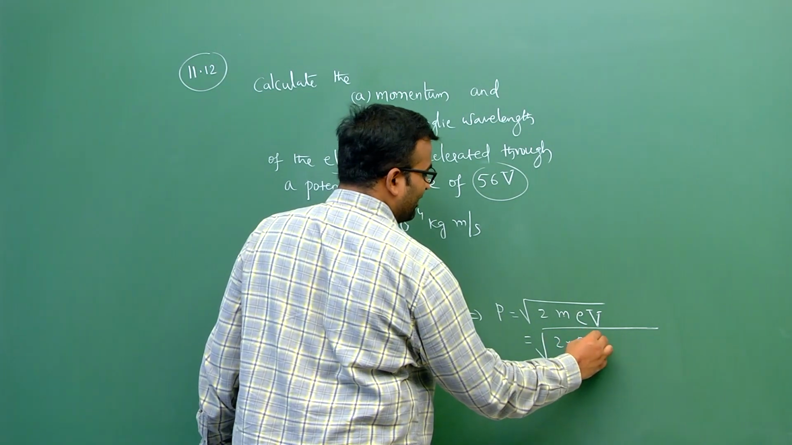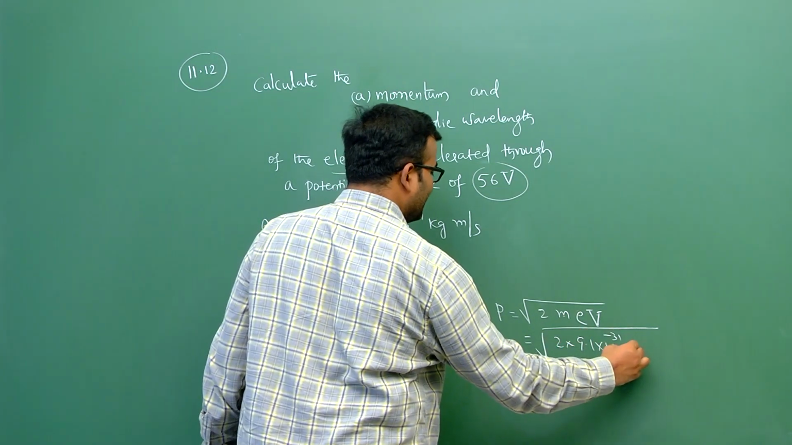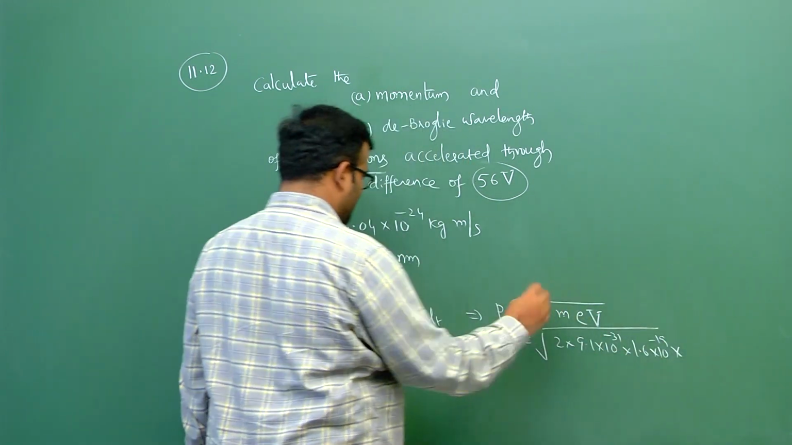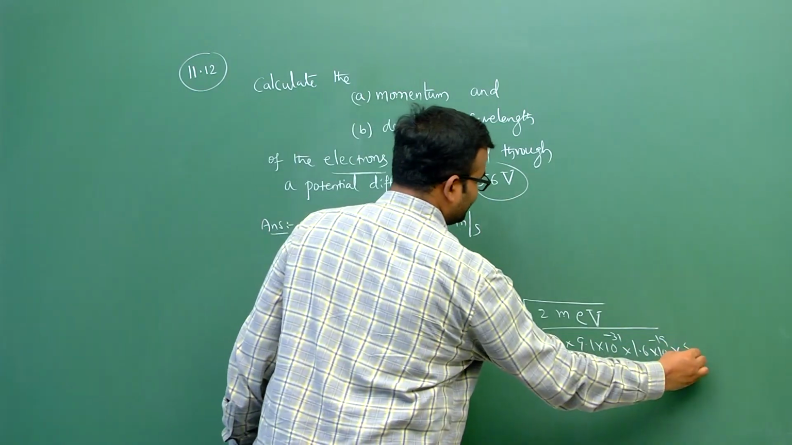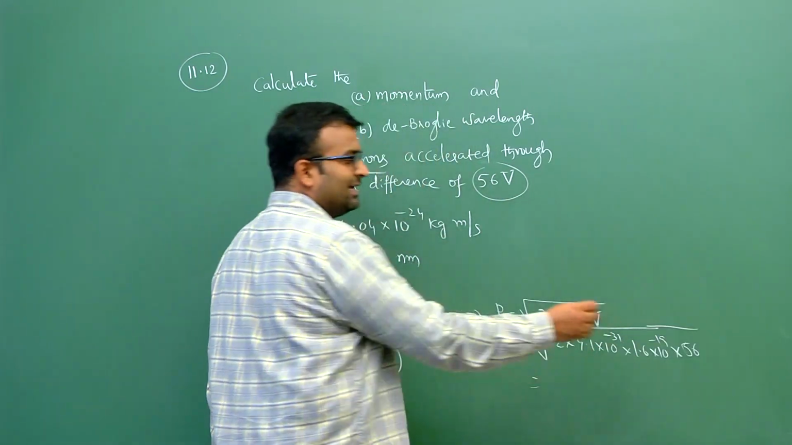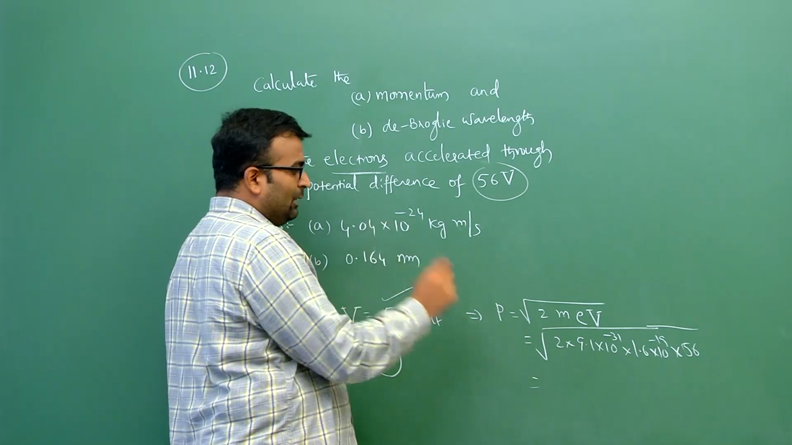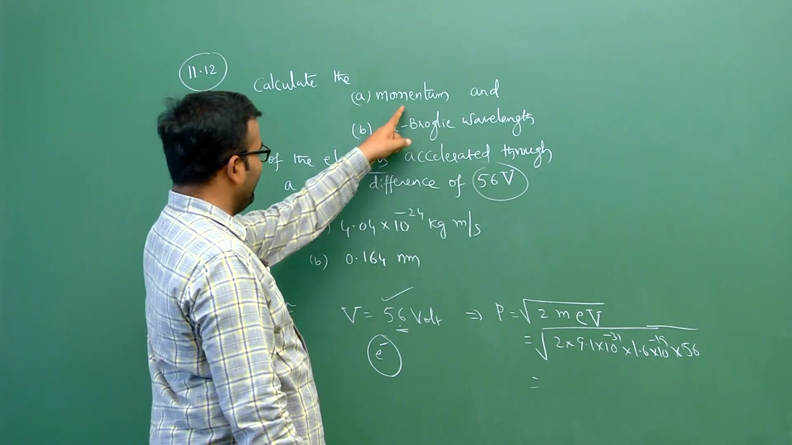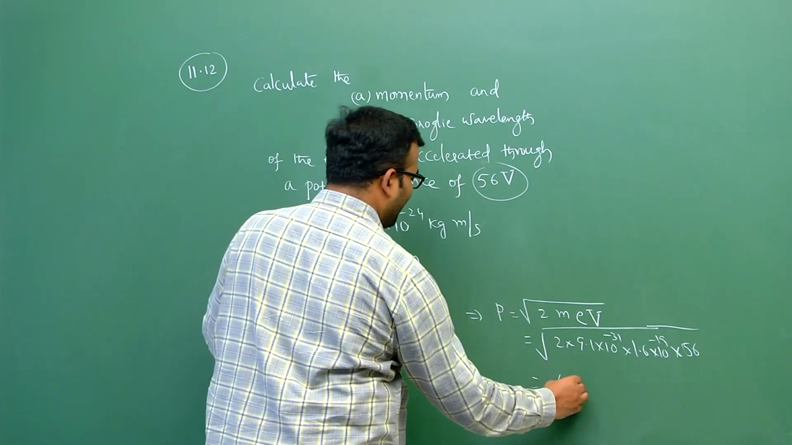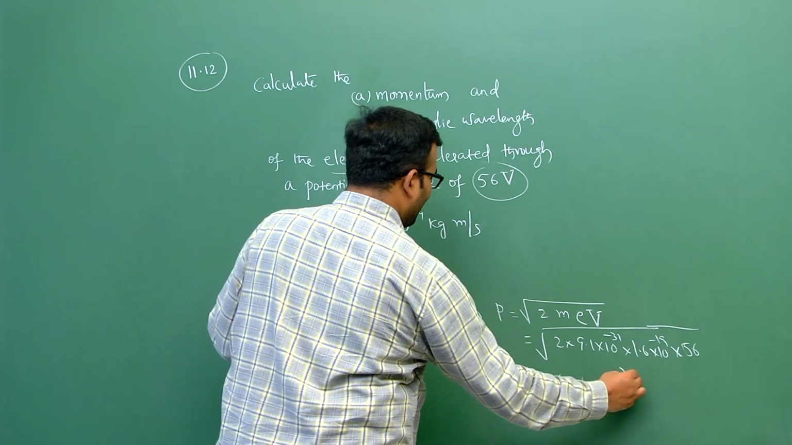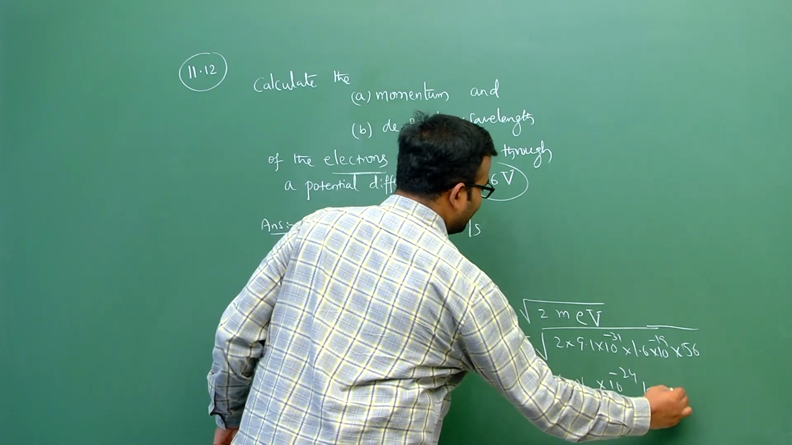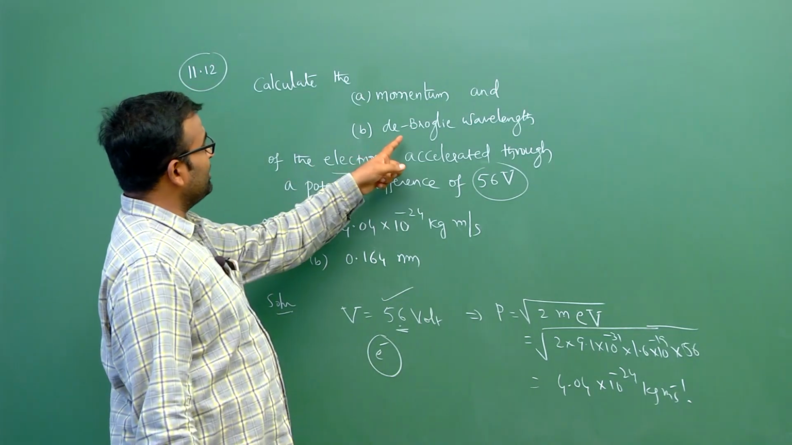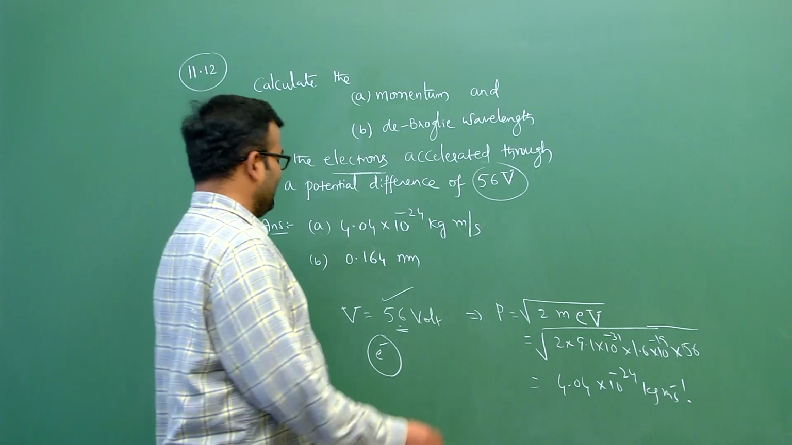Mass of the electron is 9.1 × 10^-31 kg. Charge is 1.6 × 10^-19 coulomb. Potential difference is given as 56. If you do these calculations with your calculator, the value of linear momentum possessed by the moving electron in this potential difference is 4.04 × 10^-24 kg m s^-1, right? This is for the first question, A.